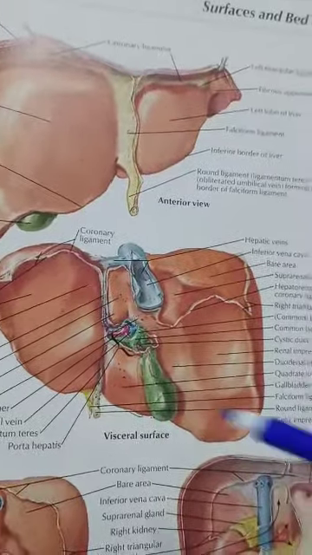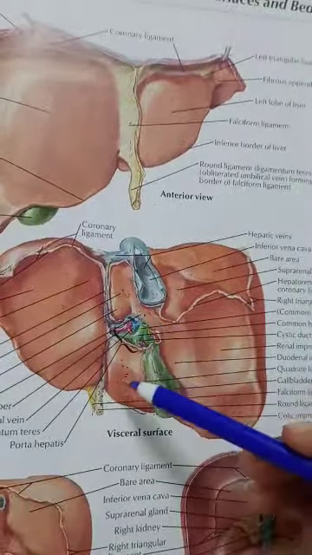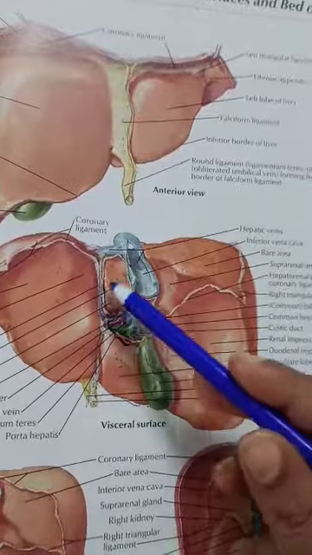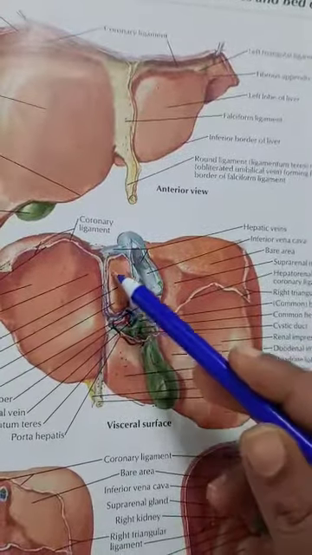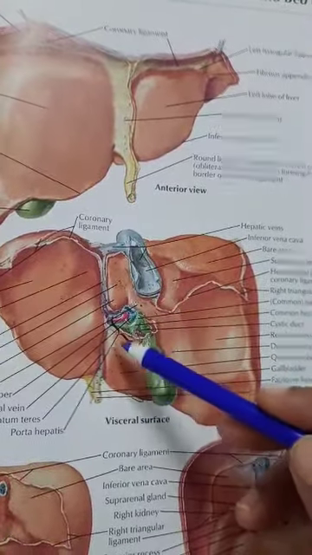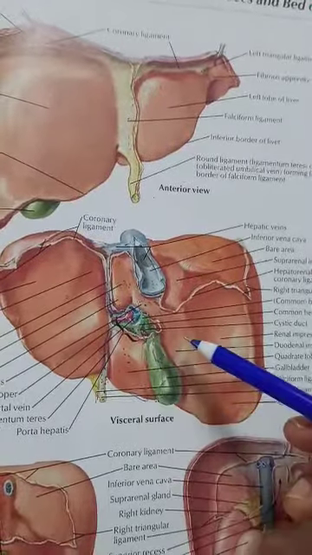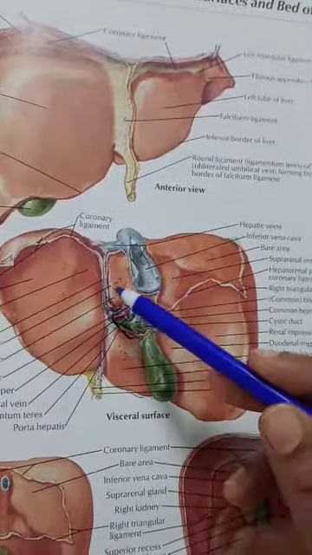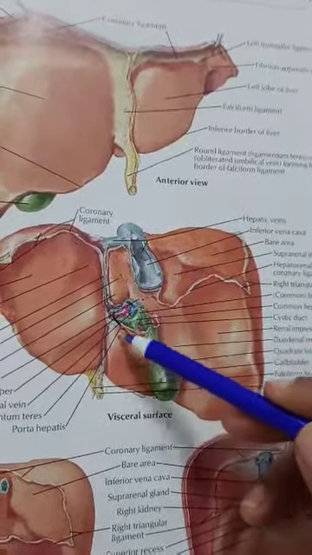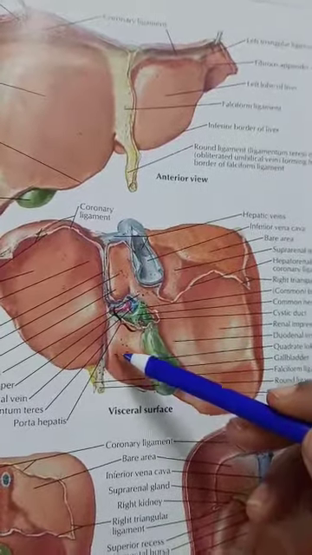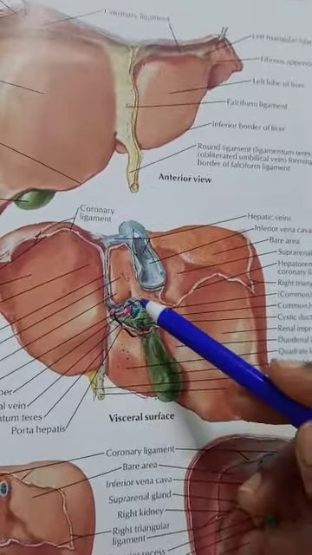Again, within the right lobe, here we can see two more small lobes. This is known as the caudate lobe. Here comes the quadrate lobe. So this is the right lobe, left lobe. Here comes the caudate lobe, and this is the quadrate lobe. And there is a hilum.